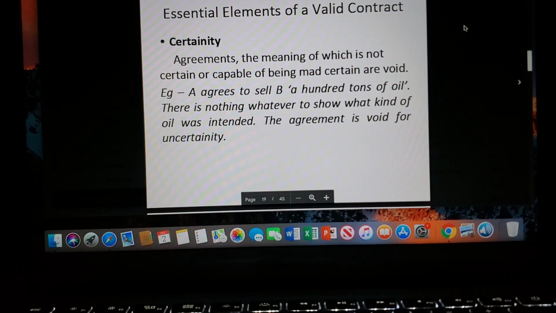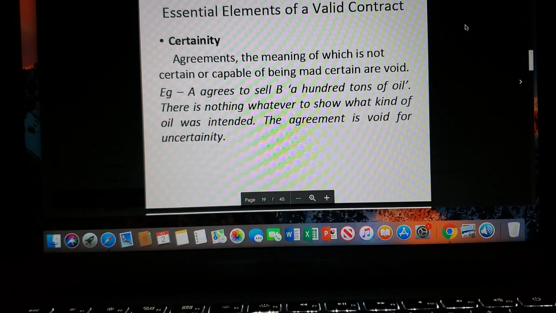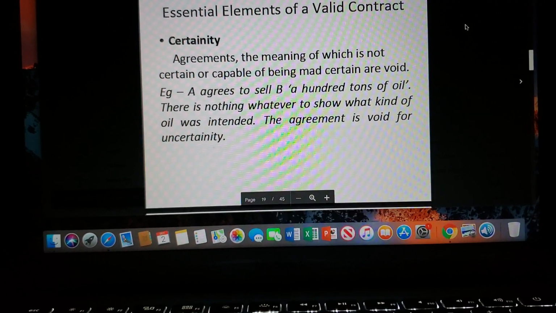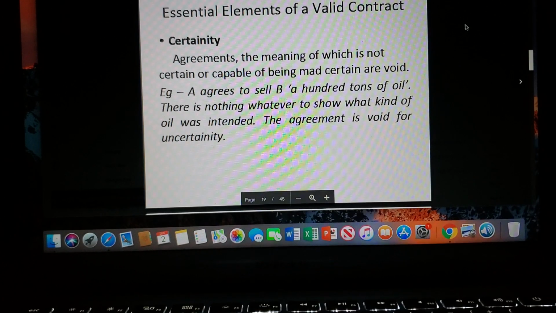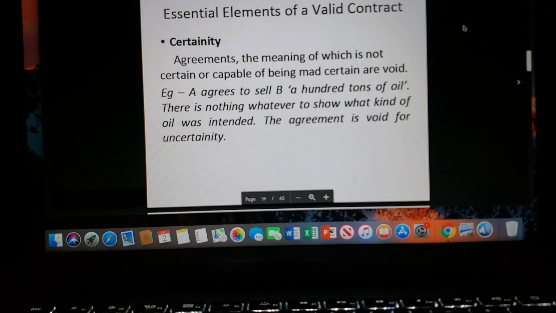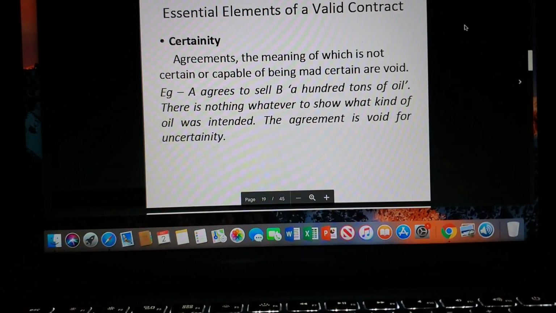We continue with the essential elements of a valid contract. Certainty is an essential element. Agreements, the meaning of which is not certain or capable of being made certain, are void. Example: A agrees to sell B 100 tons of oil. There is nothing whatever to show what kind of oil was intended. The agreement is void for uncertainty.